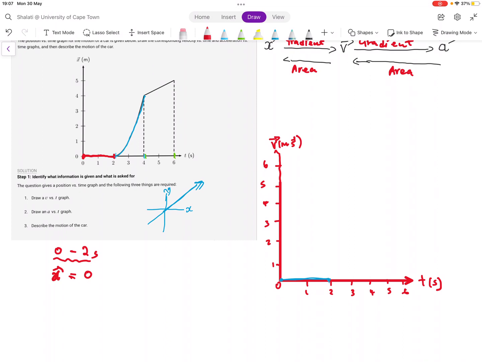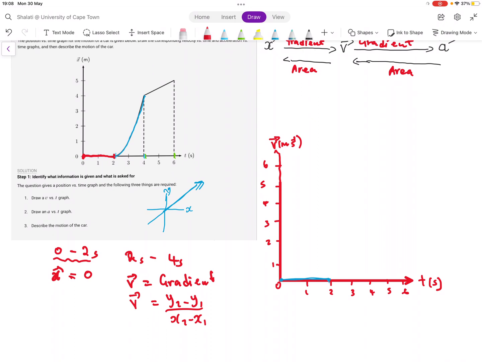So I'm just going to try and calculate from 2 seconds to 4 seconds. I must first calculate my velocity. So I'm given a position time graph. I want to find out the velocity. So I said to find the velocity from a position time graph, I must calculate what? The gradient of the position time graph. So I'm just going to calculate the gradient. So gradient, I have y2 minus y1 over x2 minus x1. This is something that we learned in mathematics.